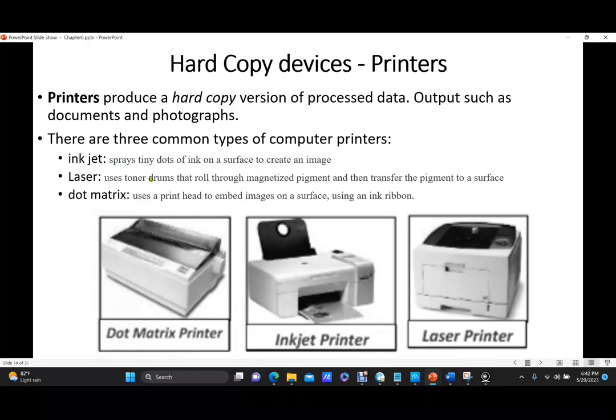Inkjet printers spray tiny dots of ink on a surface to create their images. Laser printers use toner drums, roll through magnetized pigment, and then transfer the pigment to a surface. Dot matrix printers use print heads to embed images from an ink ribbon onto a surface.